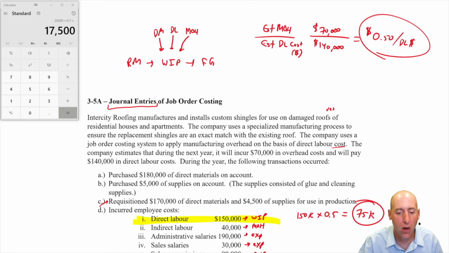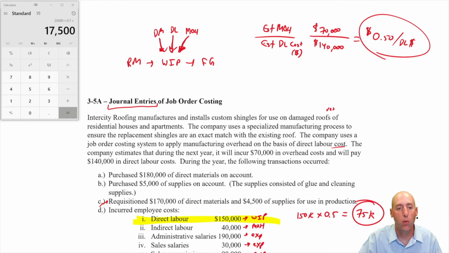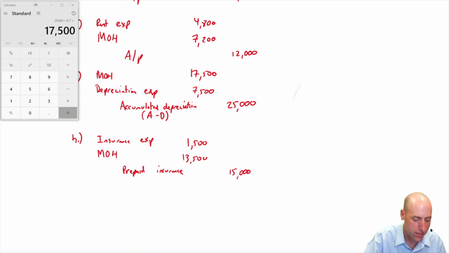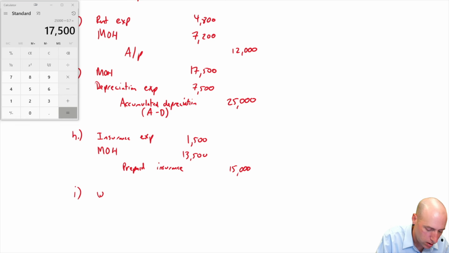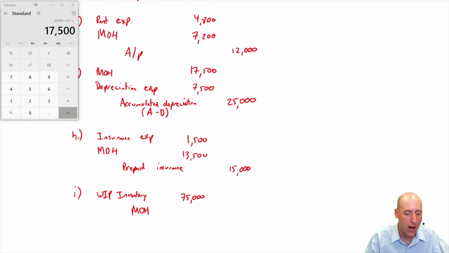That's my applied overhead. All right, now, when I applied material, I used the actual cost. When I put material cost into the job, I debited WIP. When I put labor cost in the job, I debited WIP. When I'm putting overhead cost into the job, I'm going to debit WIP. Let's debit WIP for that $75,000. My credit here is to MOH. This MOH account is actually just a holding account.